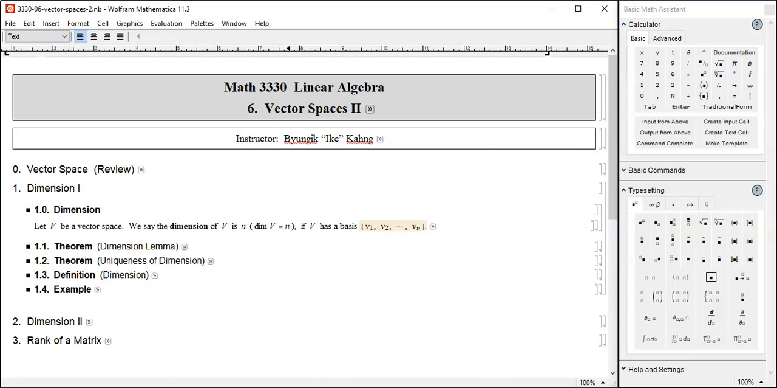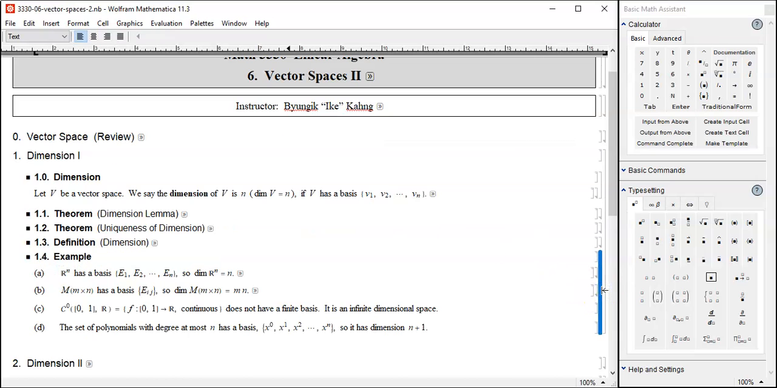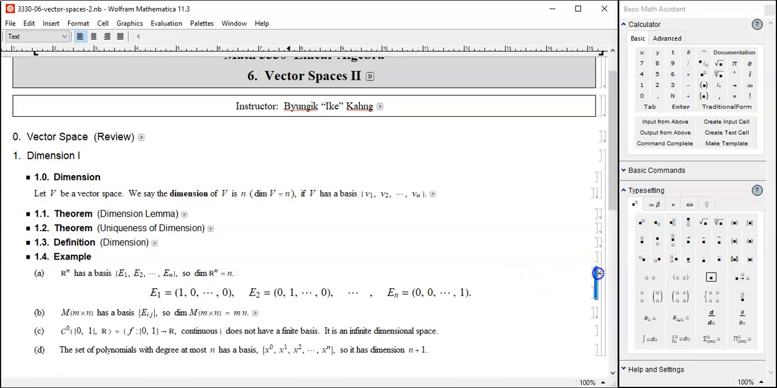Now, what kind of example can you think of? Well, here's one. Rn has basis e1, e2, e3, all the way up to en, where e1, e2, e3 are standard unit vectors. E1 is 1, 0, 0, 0, 0. E2 is 0, 1, 0, 0, 0, 0. And then E3 is 0, 0, 1, and then 0, 0, 0, all 0. And finally, En is 0, 0, 0, 0, all 0, except the last one, 1.